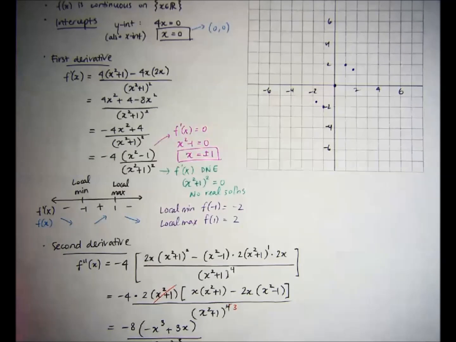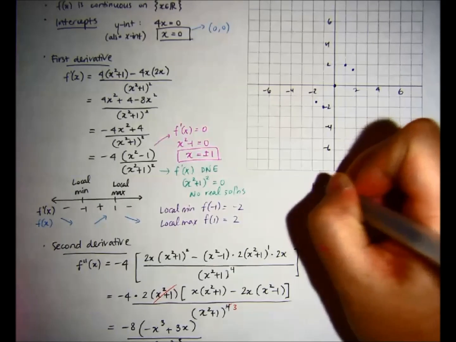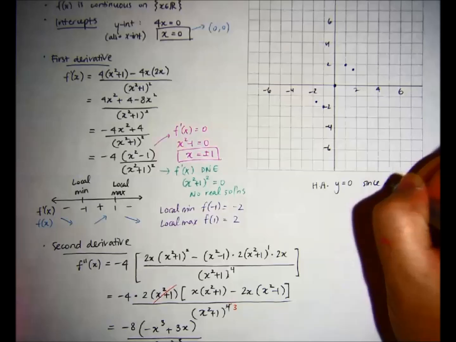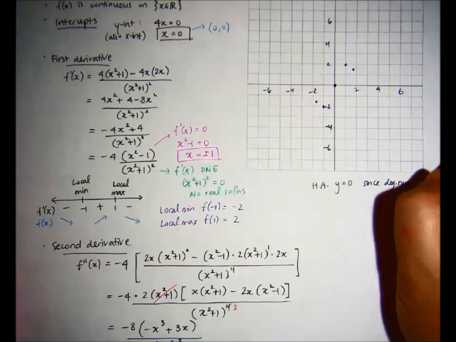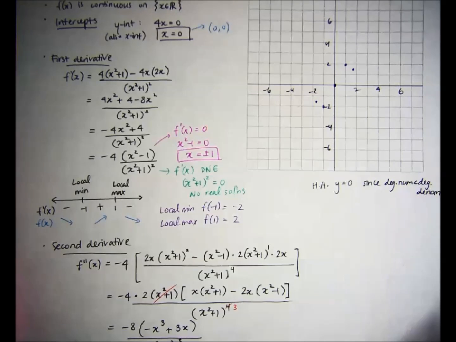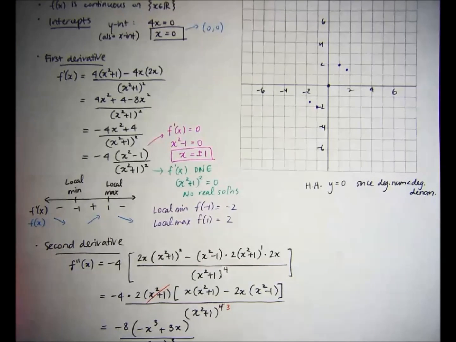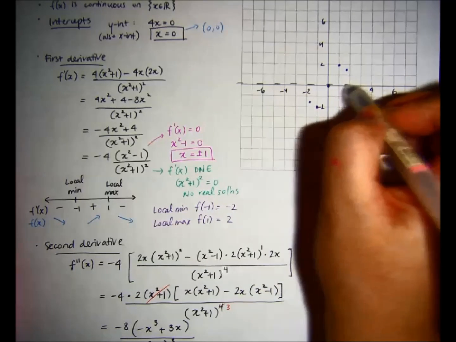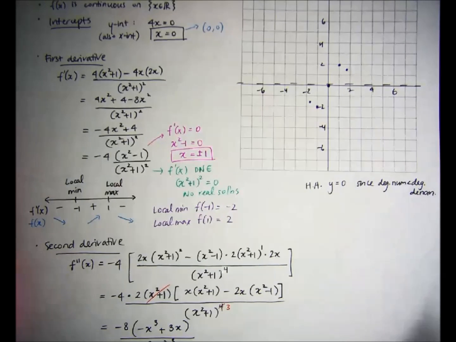So our horizontal asymptote is going to be y equals 0, since the degree of the numerator is less than the degree of the denominator. Okay, so I can show my horizontal asymptote going across y equals 0.